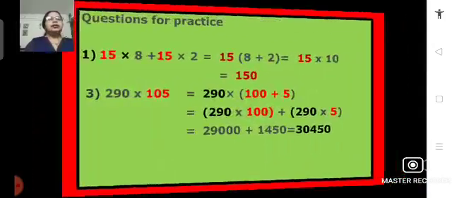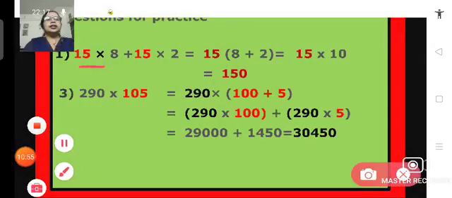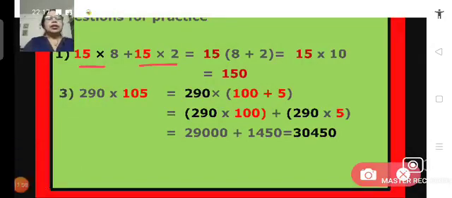Now let's look at the next problem. 15 into 8 plus 15 into 2. Children, we use here the distributive property of multiplication over addition. So we take 15 as common and we can write it as 15 into 8 plus 2. So 15 into 10 it becomes, and we get 150 as the result.